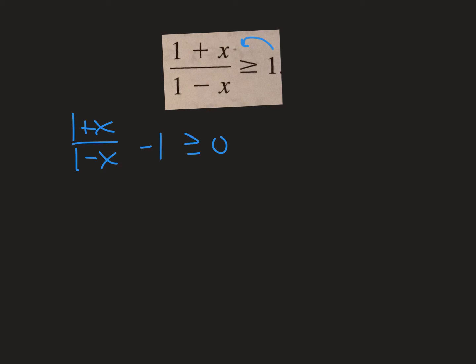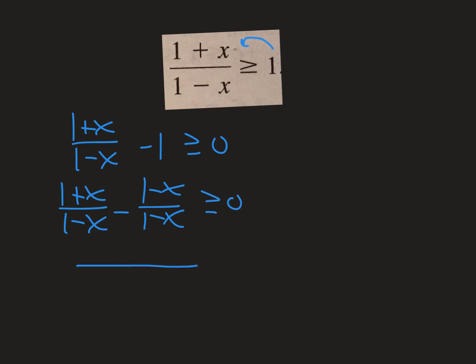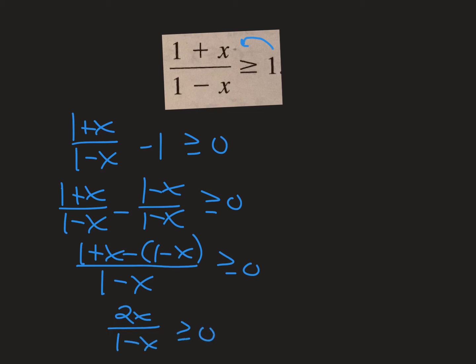What I'm going to do now is add these 2 things together. 1 is really 1 minus x over 1 minus x, and I chose that because that was my denominator already. So that gives me 1 minus x in my denominator. My numerator would be 1 plus x minus 1 minus x. So that gives me 1 minus 1; the 1's cancel. x minus negative x, which is really x plus x, which is 2x over 1 minus x. So that's where you end up.